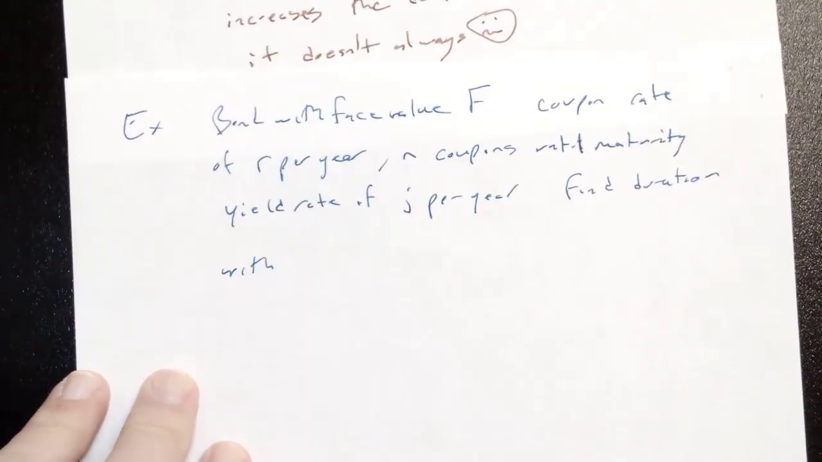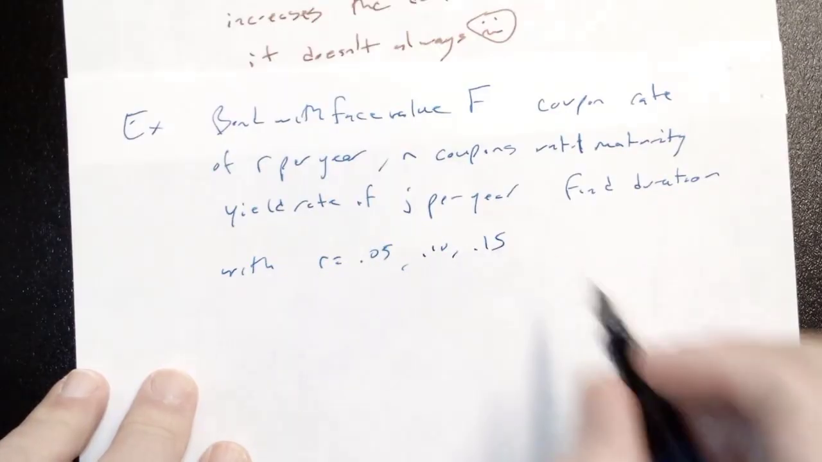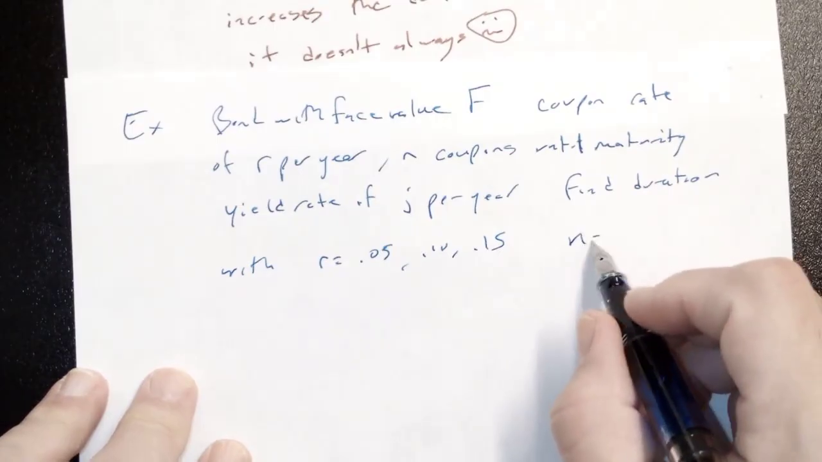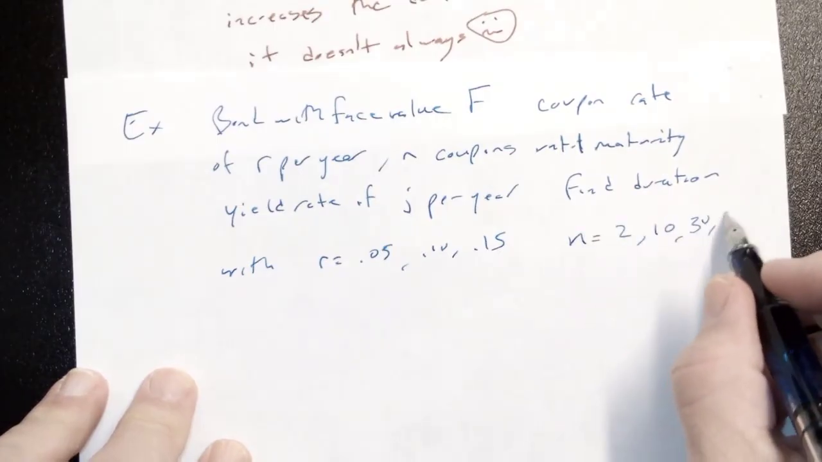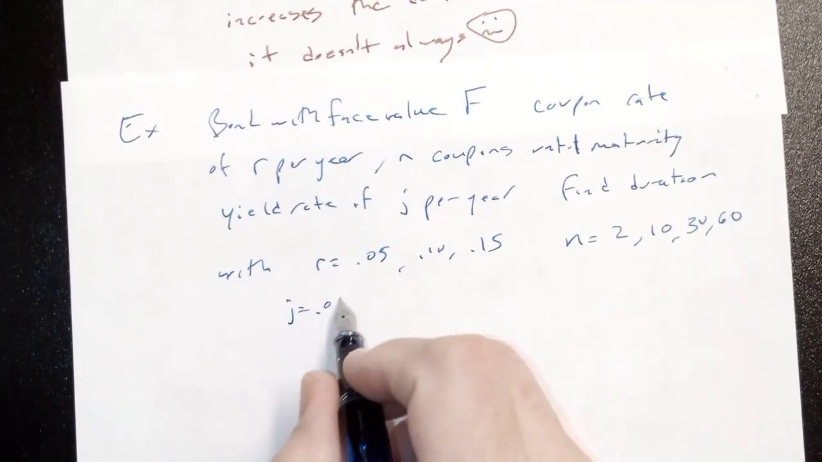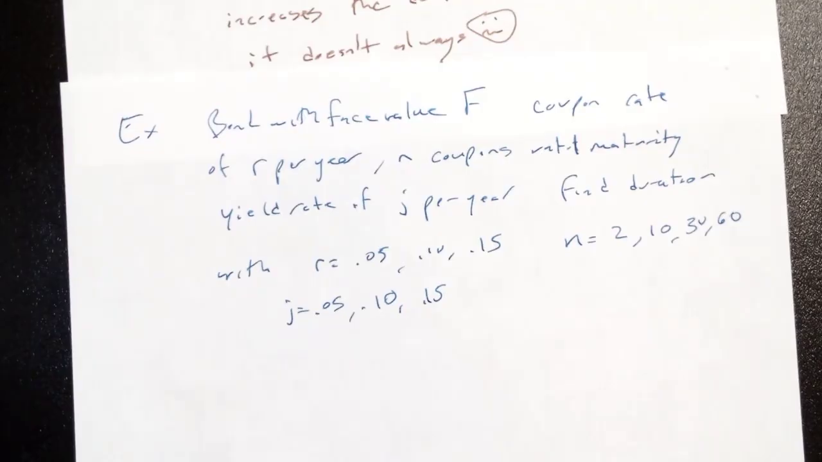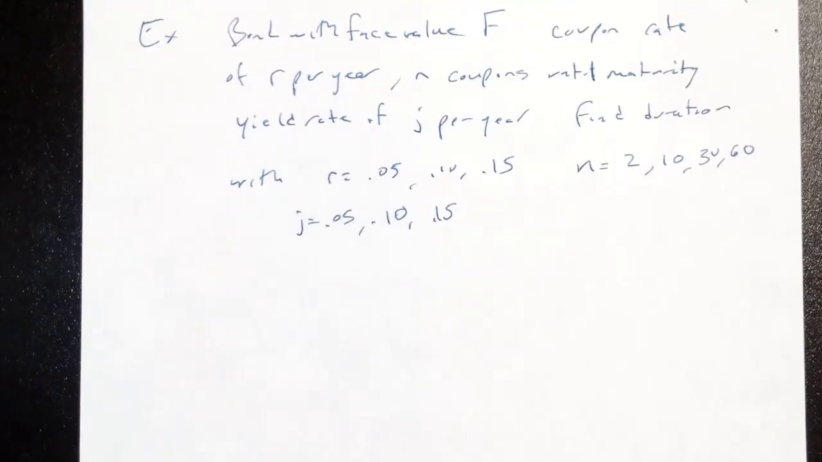Now, here's the actual statement in the book. R equals 0.05 or 0.10 or 0.15. N equals 2 or 10 or 30 or 60. And J is 0.05, 0.10, 0.15. There are 36 possible combinations here. The smallest one is 0.05 and 2.